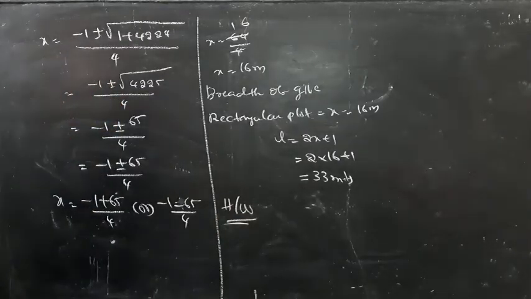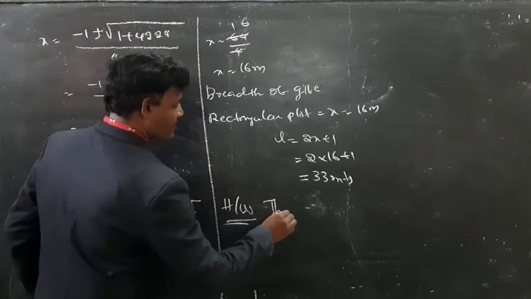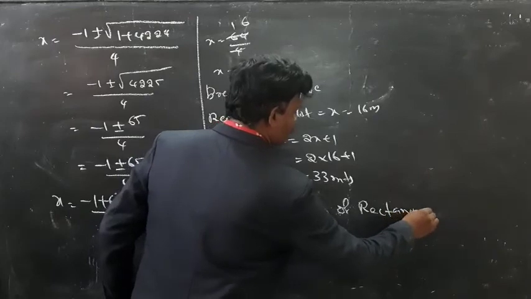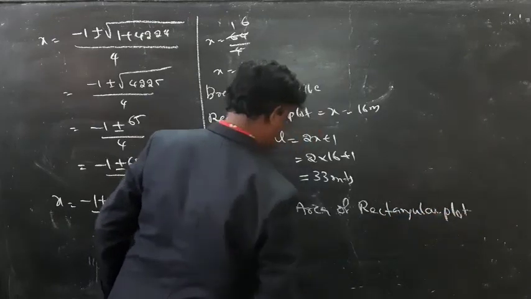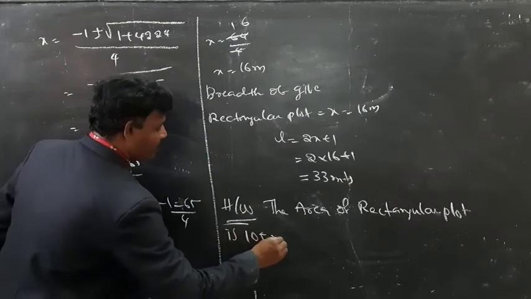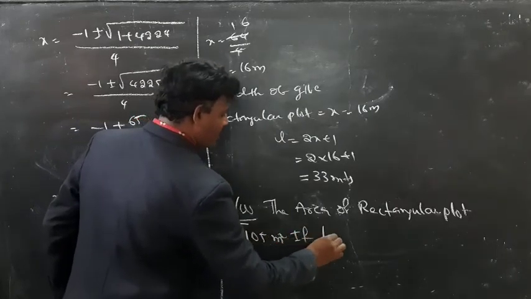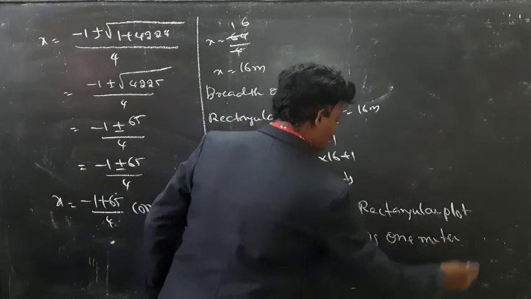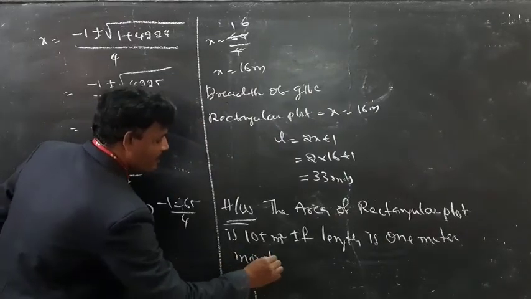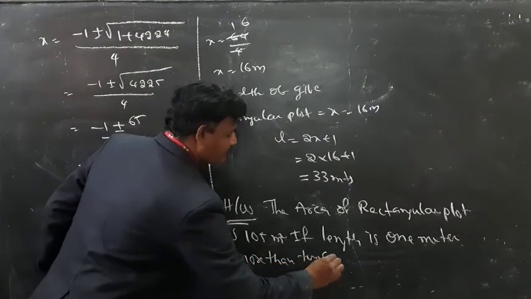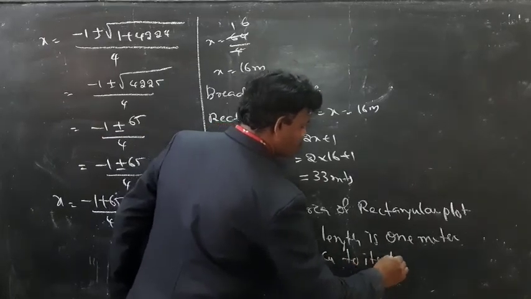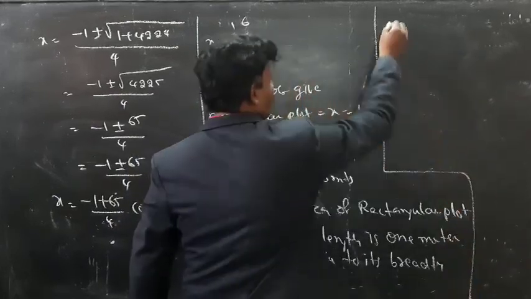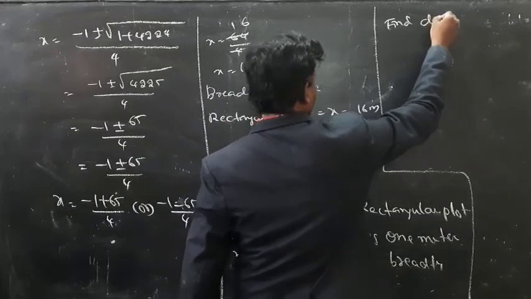Today's homework problems. The area of a rectangular plot is 105 square meters. If the length is 1 meter more than twice its breadth, find the dimensions.